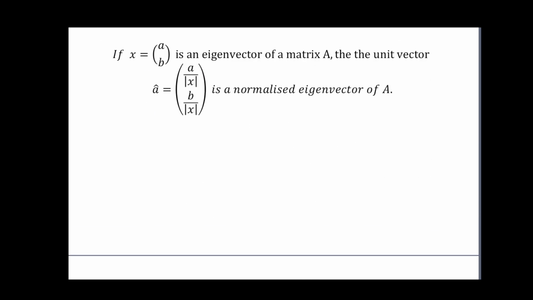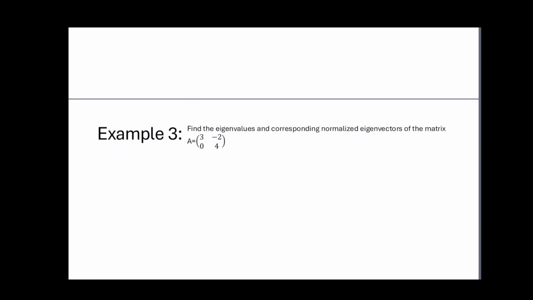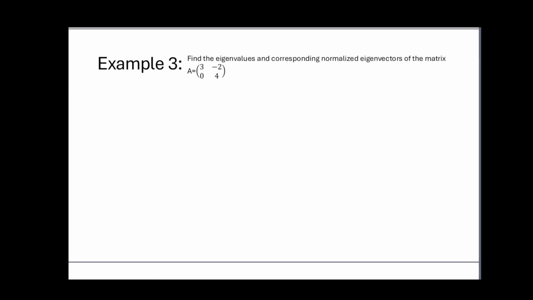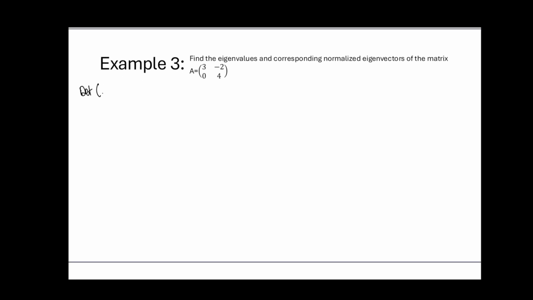Moving on, if x, which is equal to a, b, is an eigenvector of a matrix A, the unit vector a over mod x, b over mod x is a normalized eigenvector of A. So example 3 is saying find the eigenvalues and corresponding normalized eigenvectors of the matrix A is equal to 3, 0, minus 2, 4. So once again, using the characteristic equation, the determinant of A minus lambda I is equal to 0. We have the determinant of 3 minus lambda, minus 2, 0, 4 minus lambda.